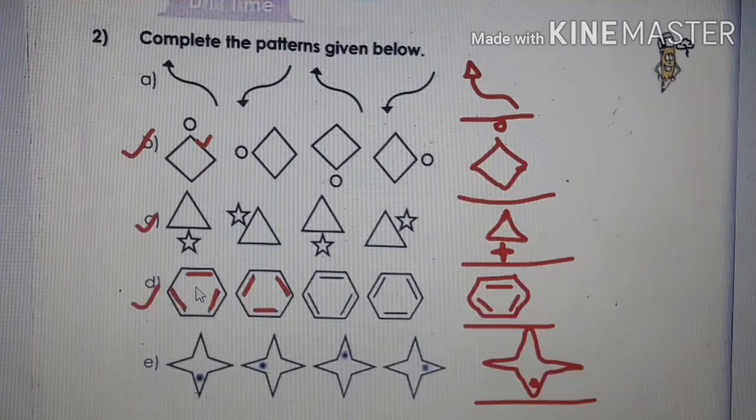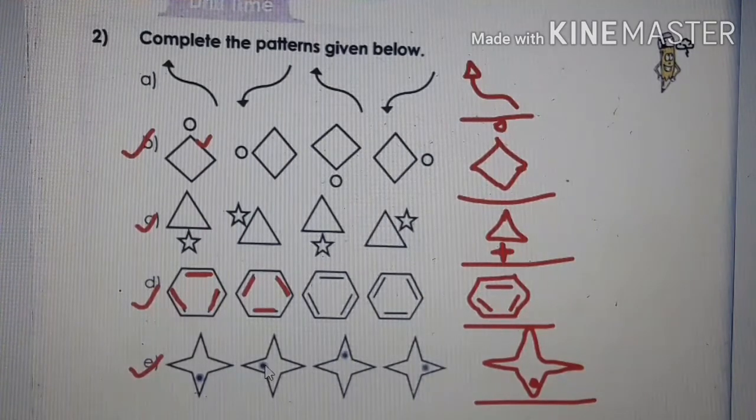Number D, you can see this is your hexagon, right? But what is the difference, children? You can see that on top there is one line and on the bottom sides there are two lines. And the next one is just the inverse of it. On the top two sides there are two lines and on the bottom there is one line. So this is how you are going to complete the pattern. Clear?